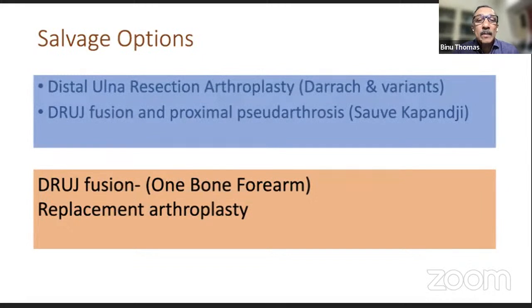When David Green came to Vellore, we said DRUJ and he was very upset. He said it's pronounced Darrach. So the CH is silent. And so Darrach and its variants.